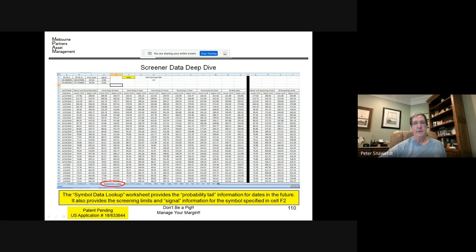Symbol data lookup. This is where we go look up tail information, the probability tail information. This is where raw data for never lost is, raw data for once in every 10 years, once in every 5 years, once in every 2.5 years, once every year, once every half year, and 1%. Note they go from tail farthest away to closest in that order.